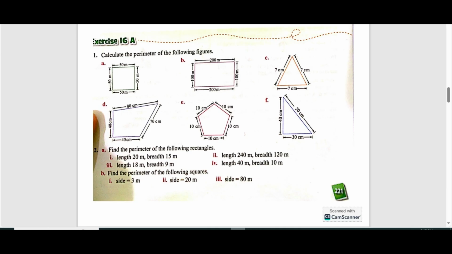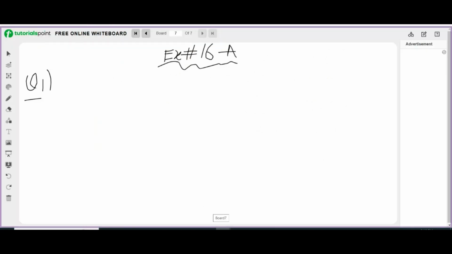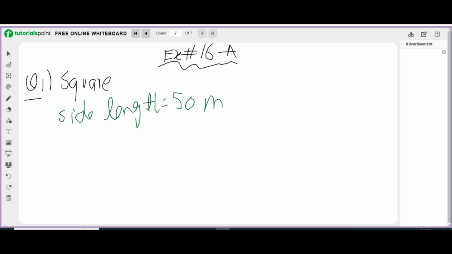Aryan, tell me what are the names of these figures. A is a square. Okay. What is the formula for the square? How can I find the perimeter of a square? All of the side lengths are the same, which is 50 meter. What is the formula to find the perimeter of a square?